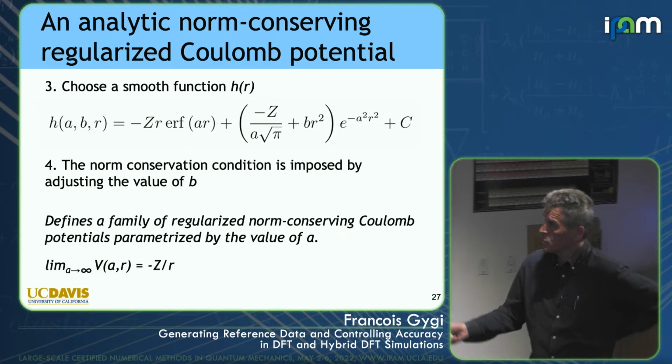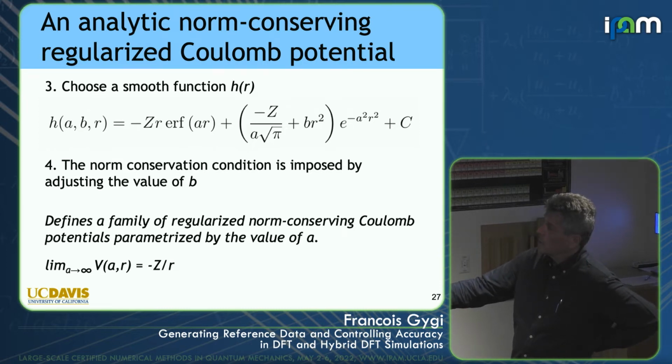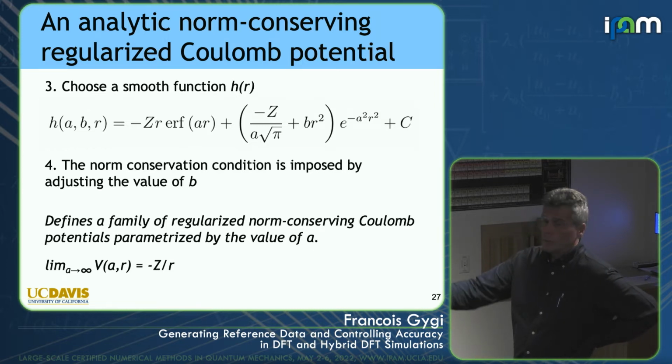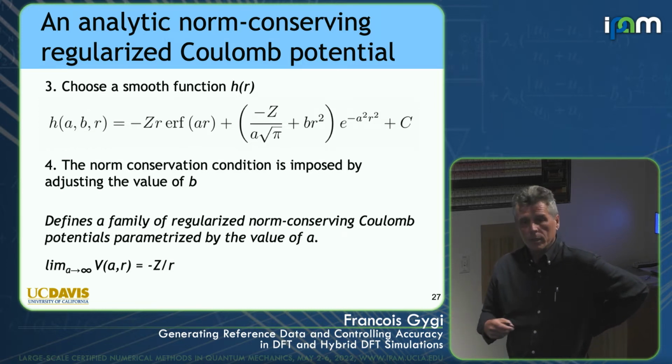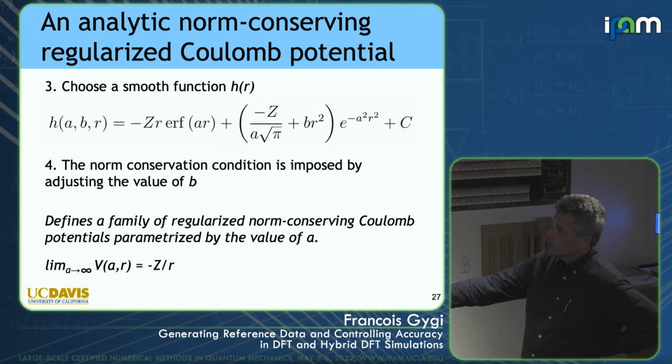And we choose this expression here. So it's infinitely differentiable. And it's made of Gaussians and r squared times Gaussian and r times error function. All very nice functions. You look at the Fourier transform of this, it's very nice. Converges very fast. Now, we impose the norm conservation condition by adjusting this b parameter here. So b is not a free parameter.